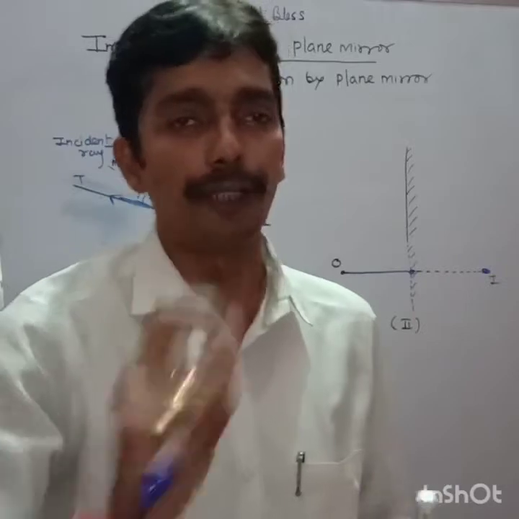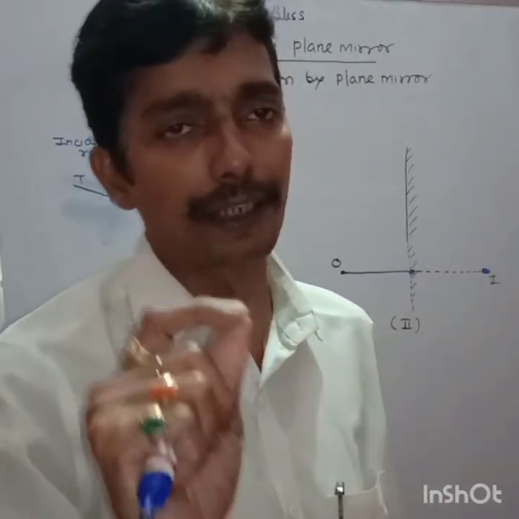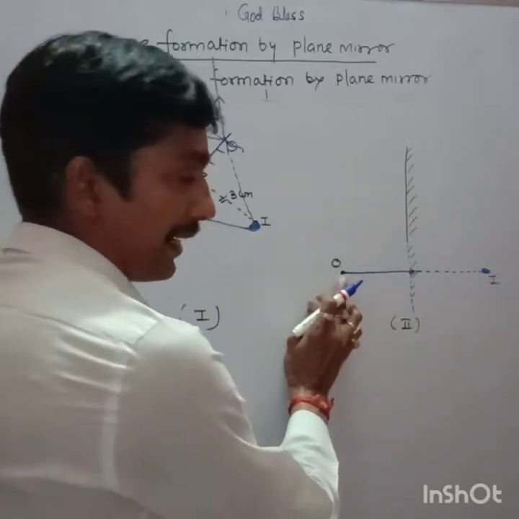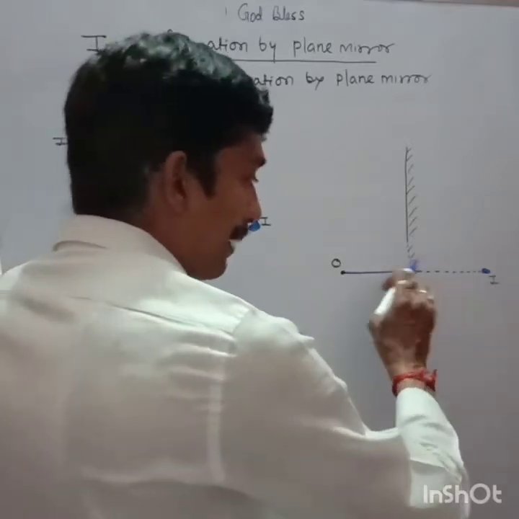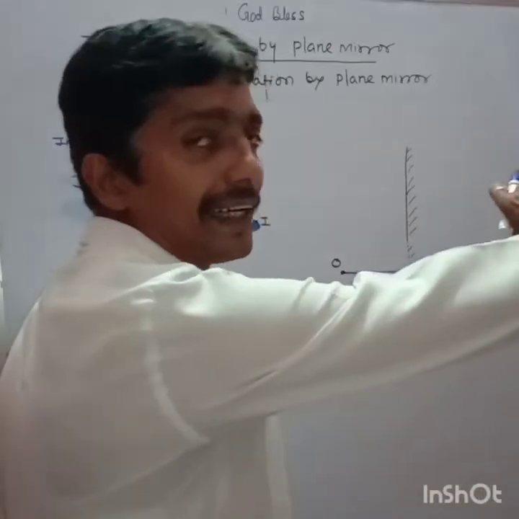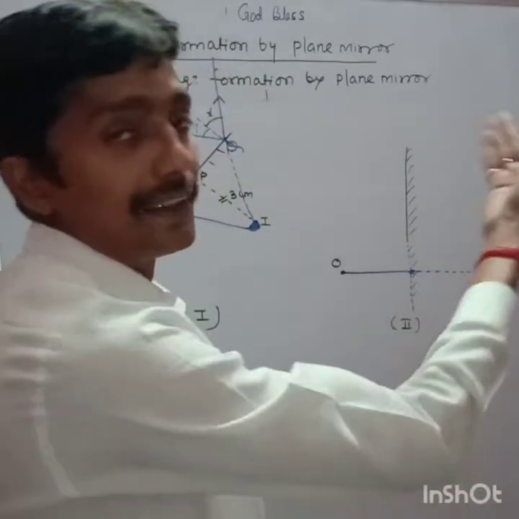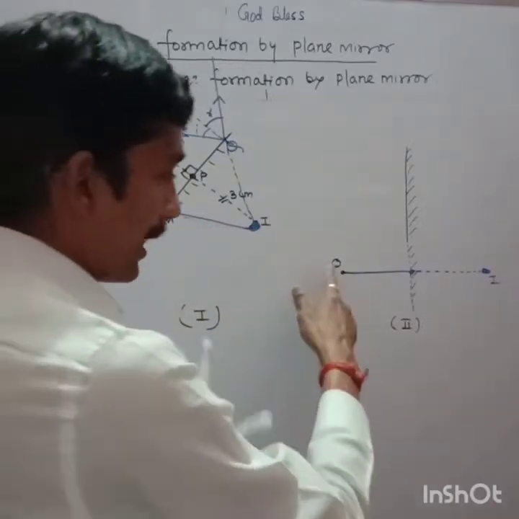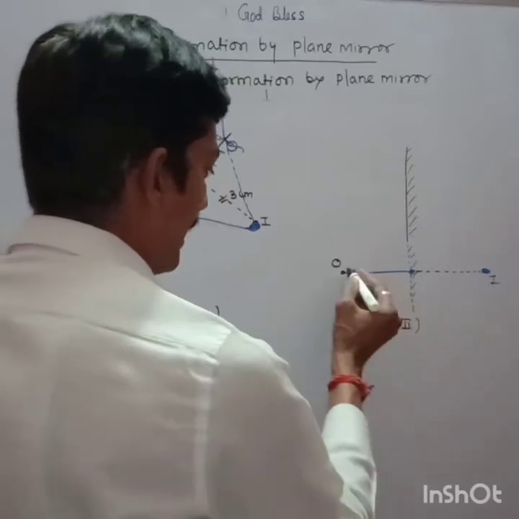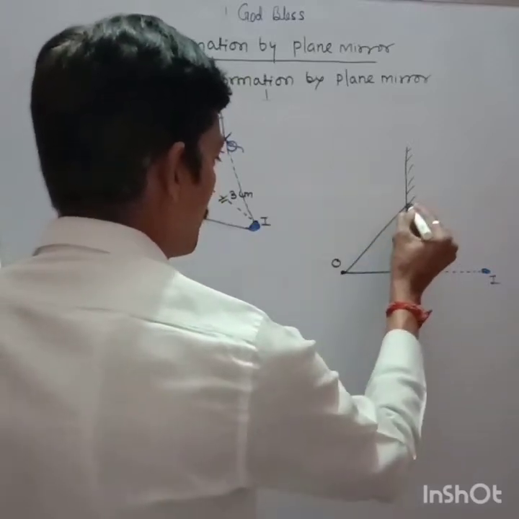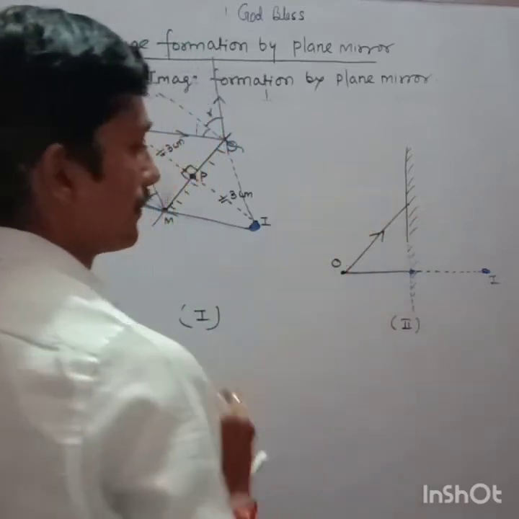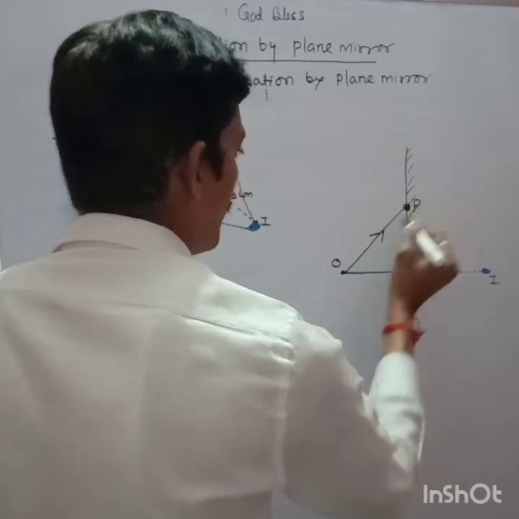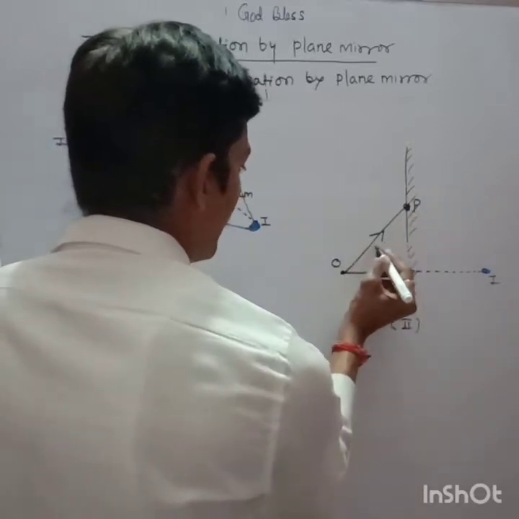What is the important point? Whenever you draw the image formation by the plane mirror, the object is given already here. I have drawn the perpendicular. The same perpendicular I extended till the image inside the mirror. Now, what should I do? This is the point object. From here, assume that the ray went here. So this is the incident ray. I will name this as OP. I will write here incident.